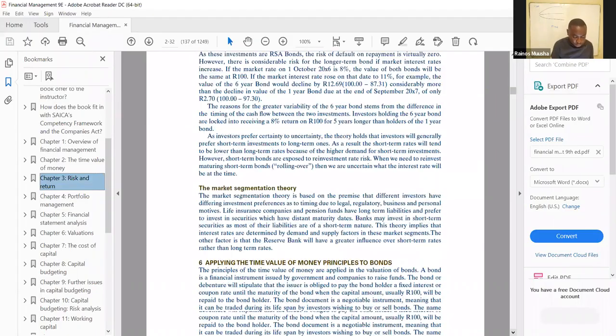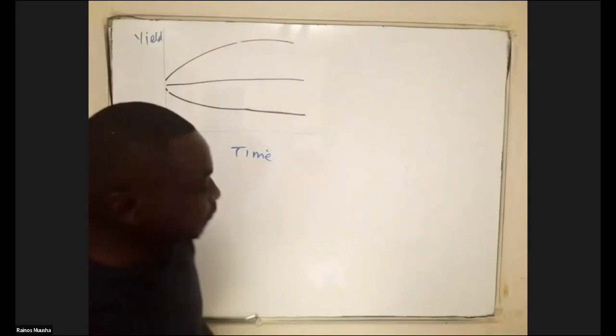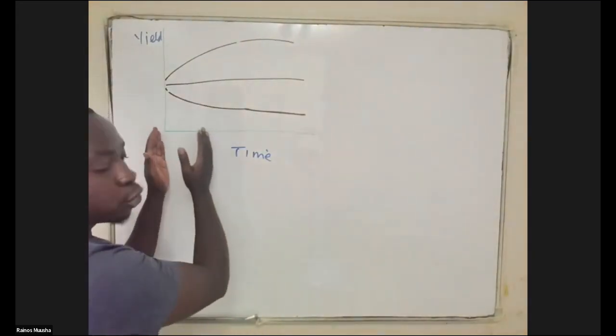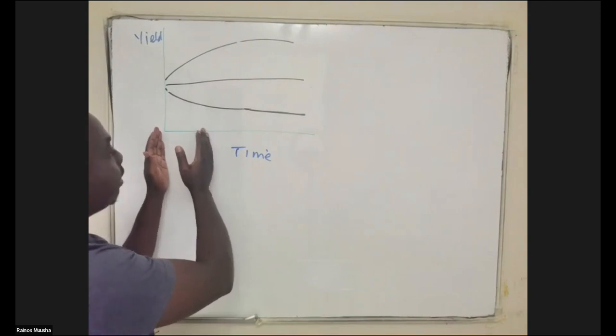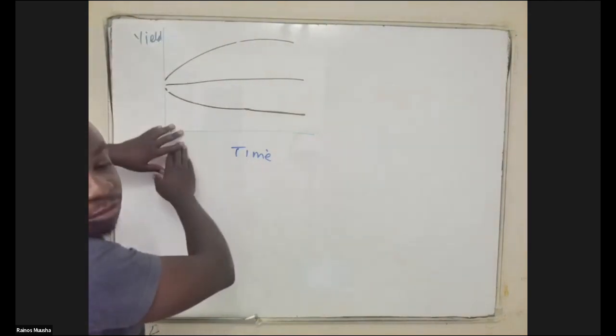Market segmentation theory. With the market segmentation theory, they are basically saying that investors belong to a particular market segment, and there is no enticement for them to move away from a certain maturity. So if you have an investor who's expecting to invest for a short period of time, the yield curve is going to be based on what's happening during that short period of time.